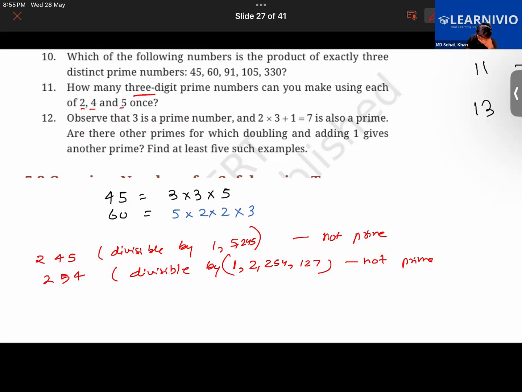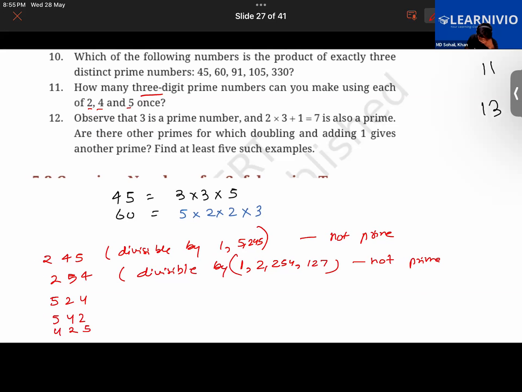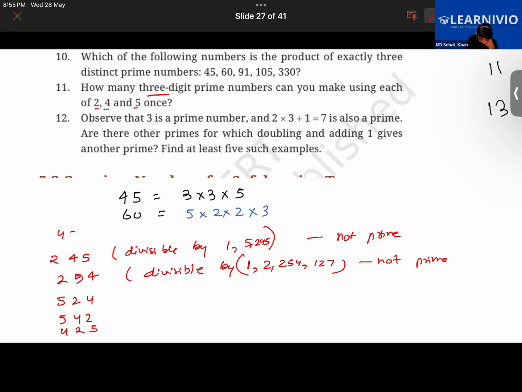You can write down 524, 542, 425, 452, or 452, like this, and then think about whether they are prime numbers. What about 452? Is it a prime number? No, sir. 524? No. 542? No. 425?